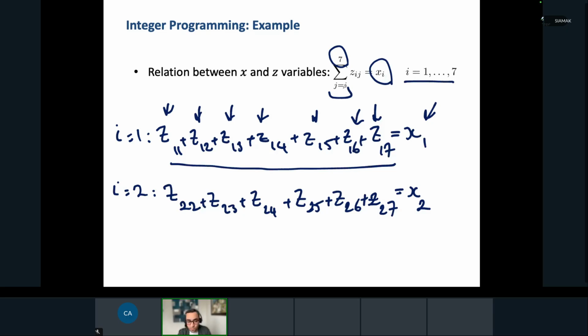j starts from i. When i is equal to 2, you start from z22, you go to z27. When i is equal to 3, you start from z33, you go until z37. Okay, does that make sense now?